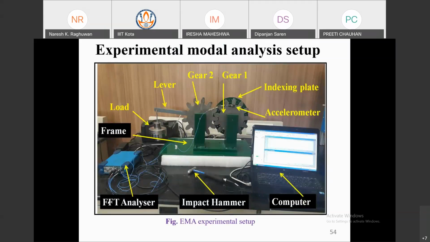Experimental modal analysis can also be done. In experimental modal analysis, you get the frequencies and mode shapes. In modal analysis, generally in vibration analysis, what you do analytically is this.